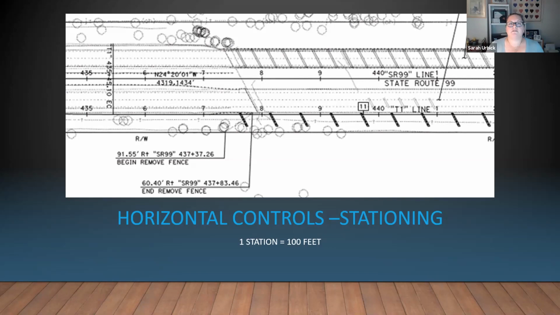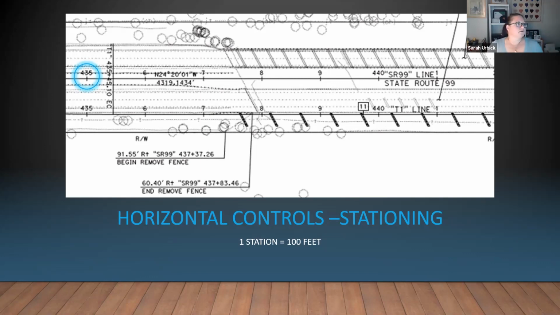We need to identify where we are on this highway. What's our starting point and what's our stopping point? We need to identify this by stationing. The way stations are referred to is by that initial number, typically going down the center line of whatever alignment we're talking about. We start with that initial number.